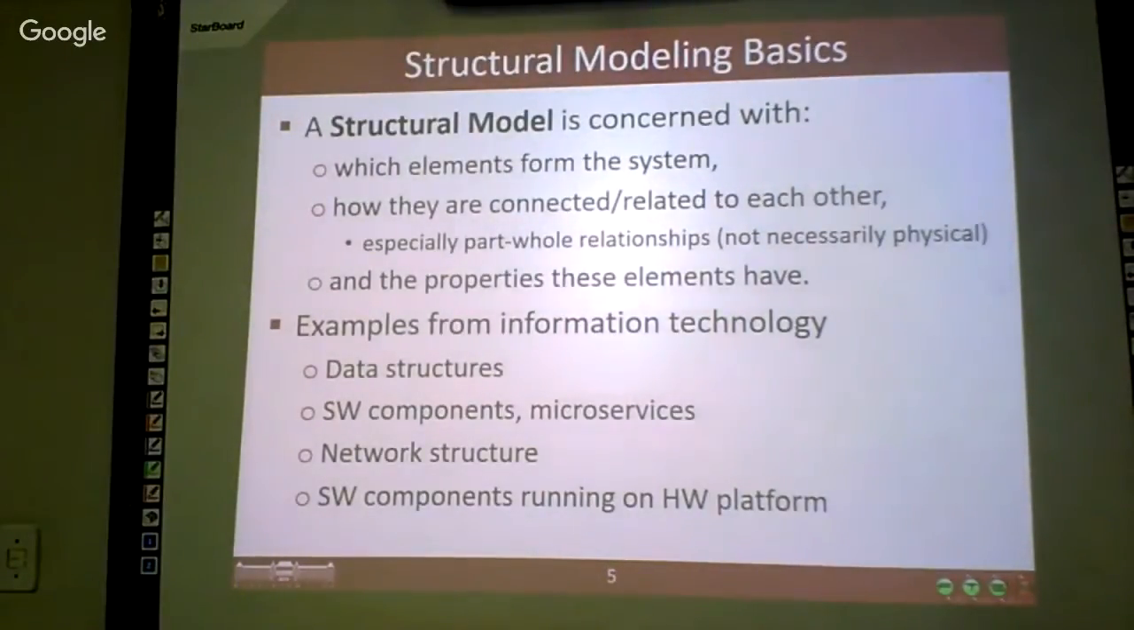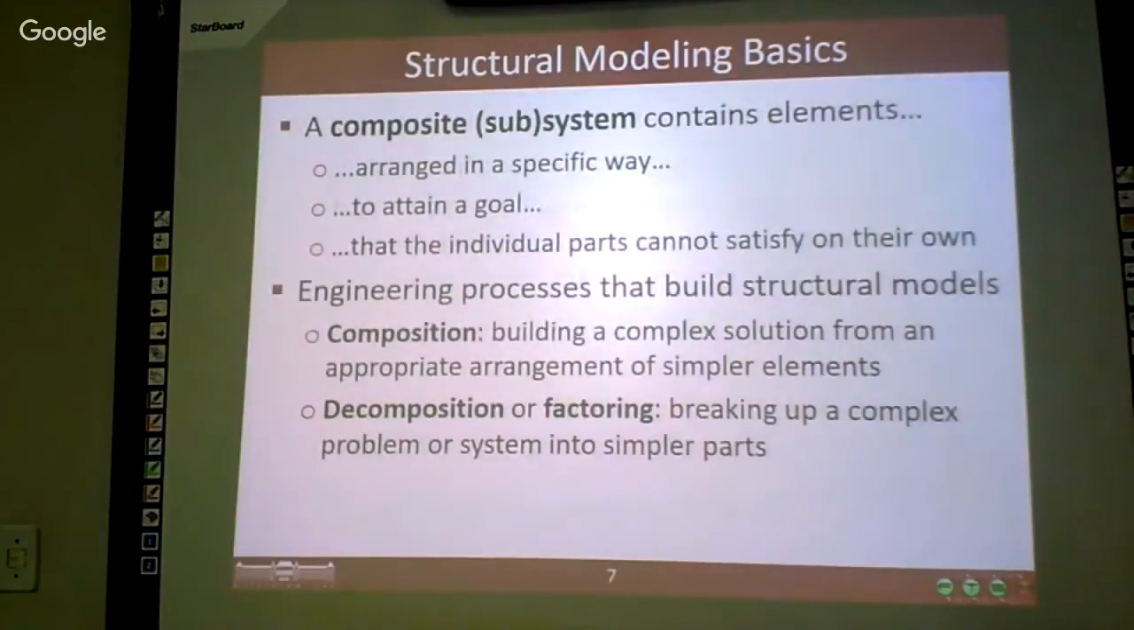But just to give you some very basics in modeling. As I formerly told you, a structural model is concerned with which elements of the system and how they are connected, related to each other. And also the properties of these elements are important. There are many examples from information technology where it is very useful. For example, data structures, software components, network structure, and software components running on a hardware platform.